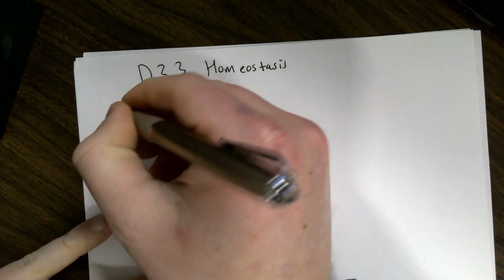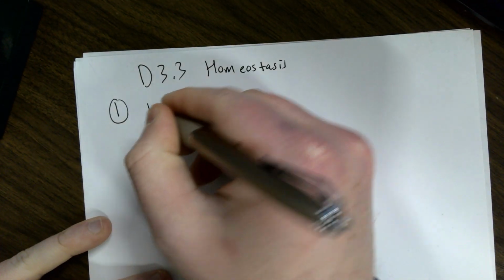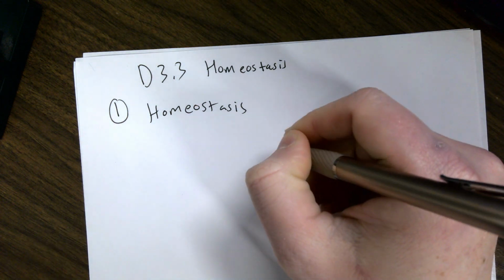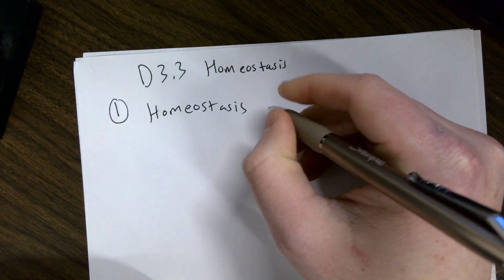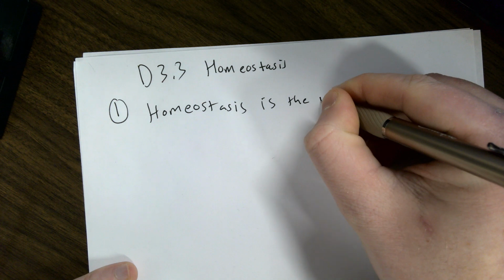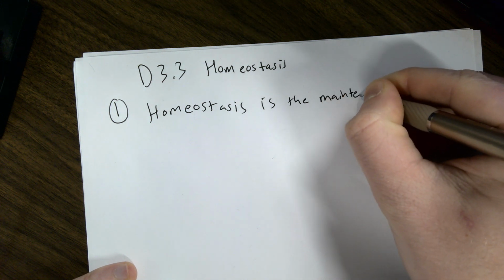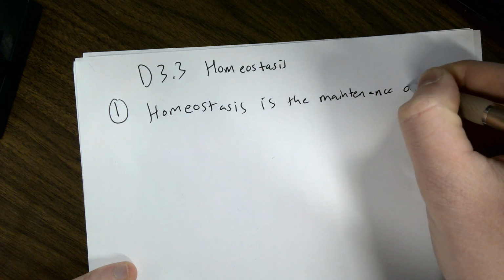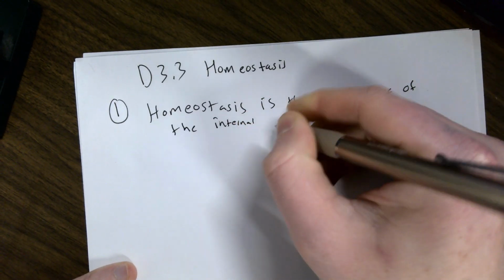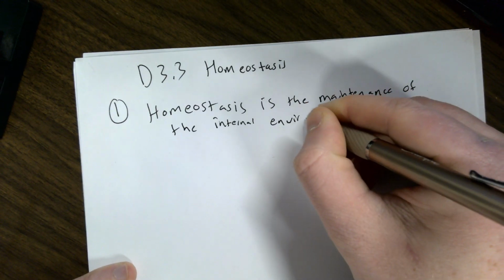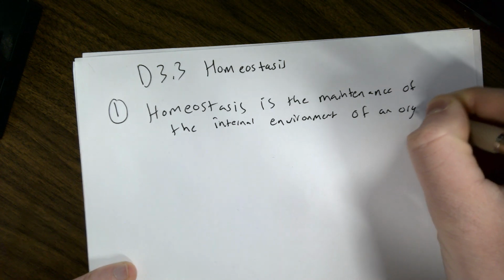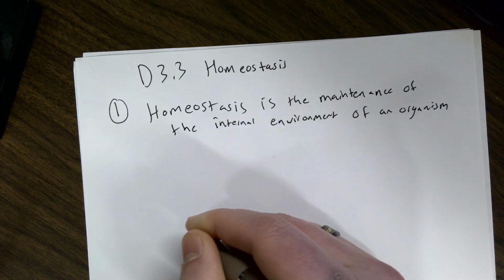Alright, so standard 1 is the definition of homeostasis. The IB definition of homeostasis is the maintenance of the internal environment of an organism. And so what does that mean?